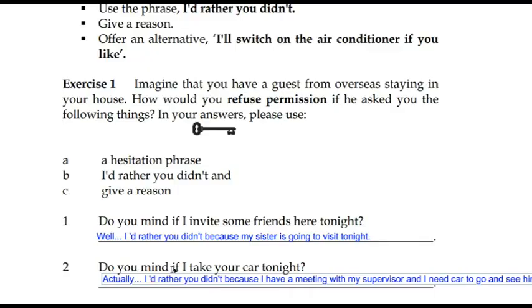Okay, so now you have given a proper reason again, and the individual on the other side who is asking you for permission to use your car is not going to mind at all. He knows that you have an important meeting to attend. Okay, so this is the way that we give permission or we refuse permission to individuals.